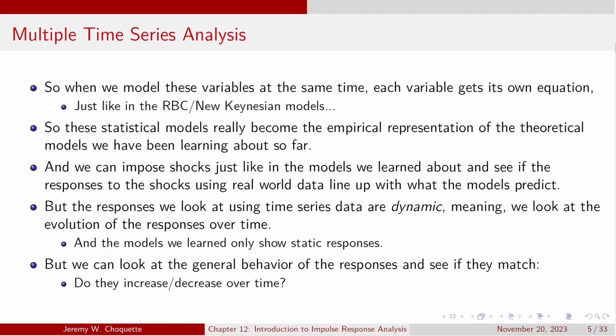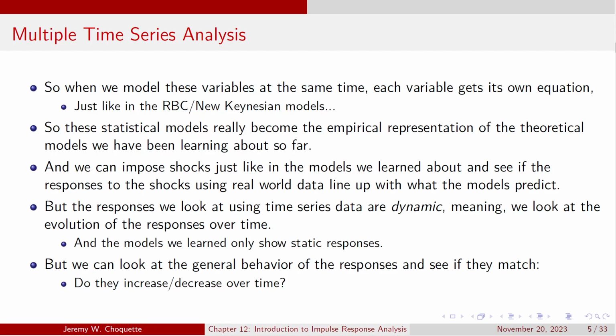So when we model all these variables together, and we model them all at the same time or simultaneously, every variable gets its own equation, just like what we saw in the real business cycle or New Keynesian models. Remember, we had a labor demand, a labor supply, aggregate demand, aggregate supply, things like that, right? Those are all their own equation. So these statistical models become empirical representations of the theoretical models that we've been learning about for the second half of the semester. And we can impose shocks just like in the models that we learned about and see if the responses to those shocks with real-world data line up with what the models predict.